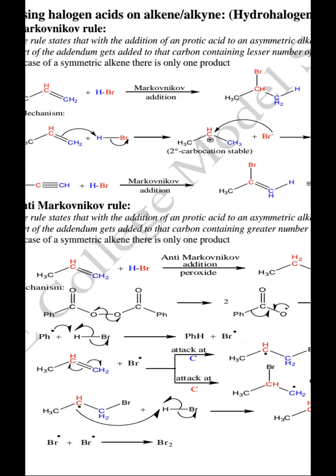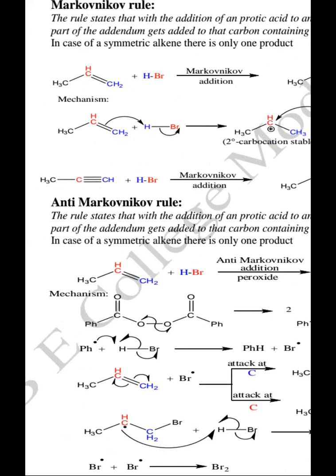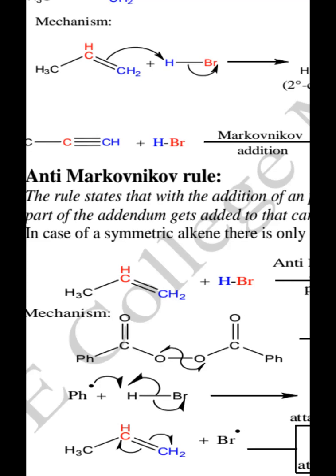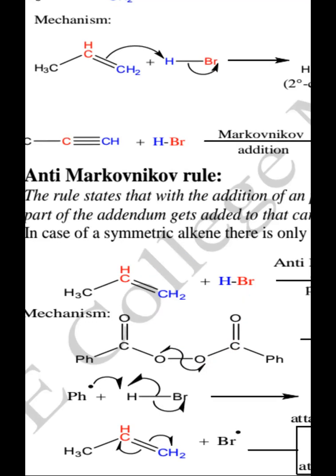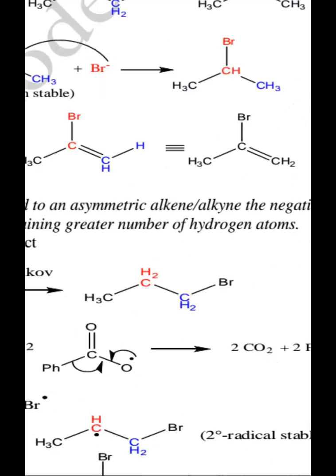Now in the anti-Markovnikov rule, we can see that the opposite case occurs. Hydrogen goes to the carbon having fewer hydrogens, and the negative part of the adduct goes to the carbon having more hydrogens. So that is the product, and we can see the product being formed. The halogen has gone to the carbon having the greater number of hydrogen atoms.